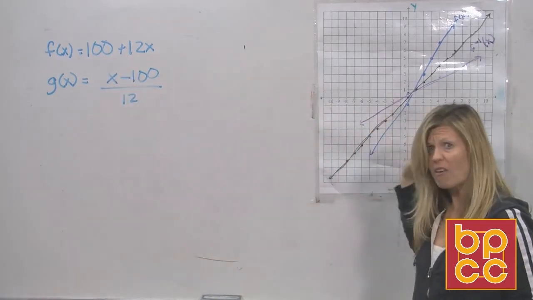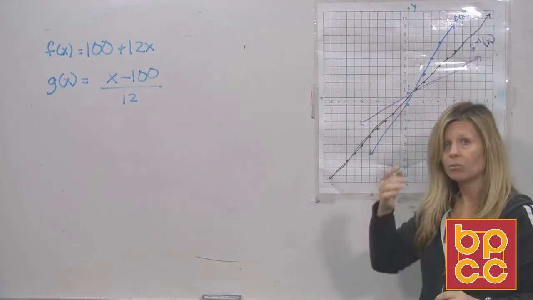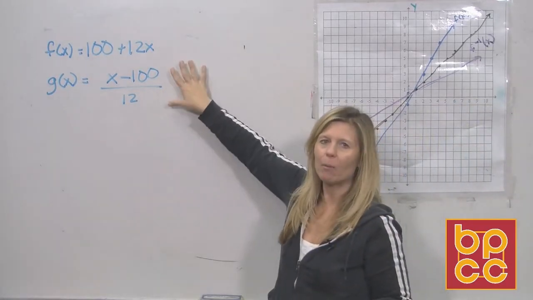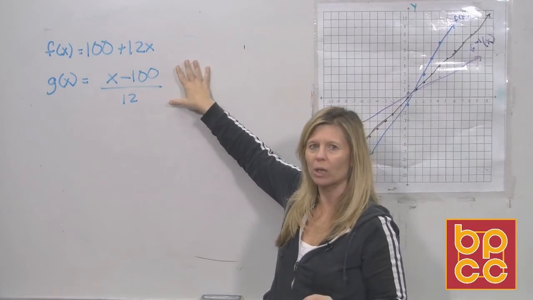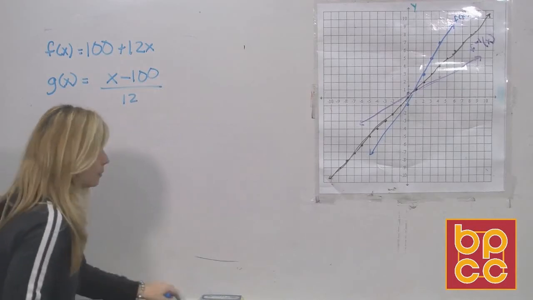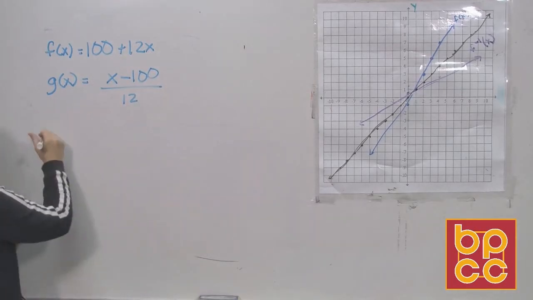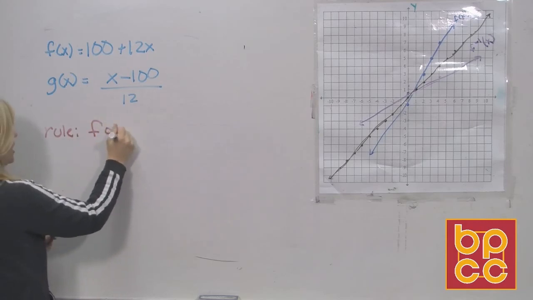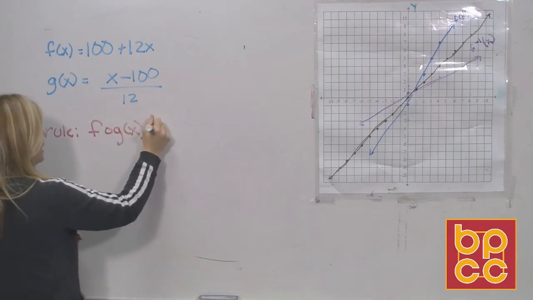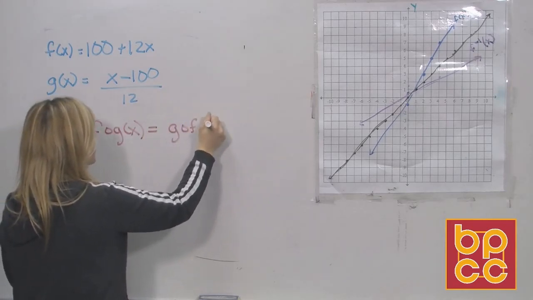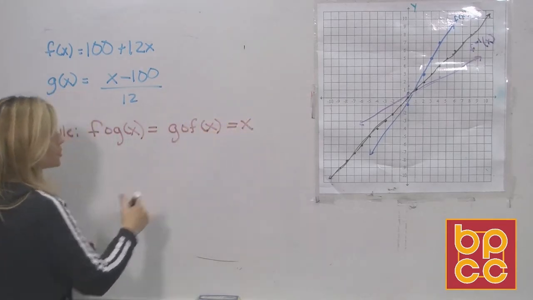And do you want to do a graph paper with 100? No. So there's got to be another way on paper. How do we prove if these two equations are really inverses of each other? Well, there is a rule. In your notes, the rule says f of g of x equals g of f of x, which equals x.